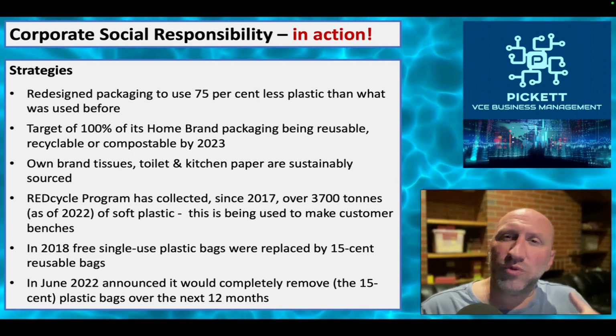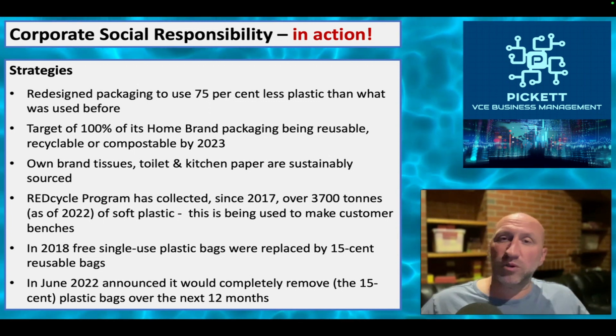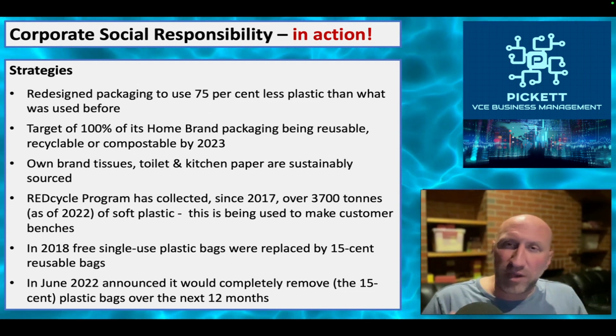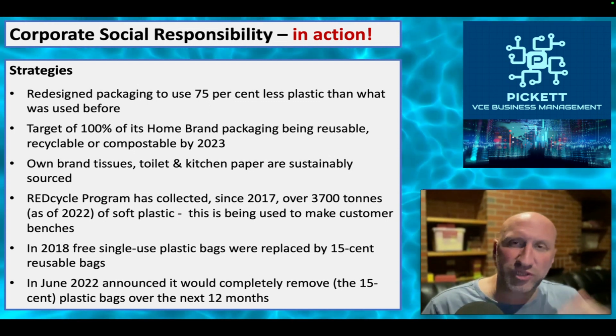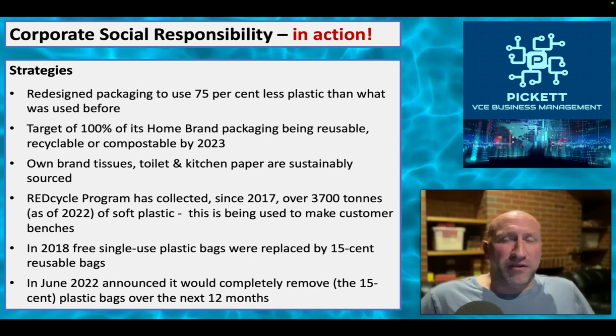In 2018, you will remember, I'm guessing, the free single-use plastic bags that were got rid of. And they replaced them with these ones that we have at the moment, the slightly thicker, more heavy-duty ones, which you pay 15 cents for. So they got rid of those free single-use ones.